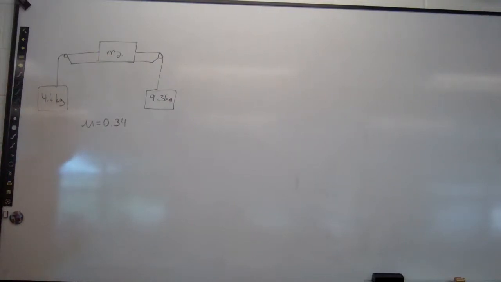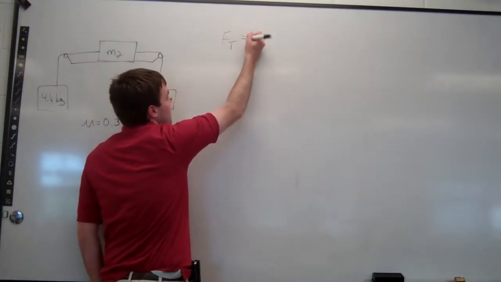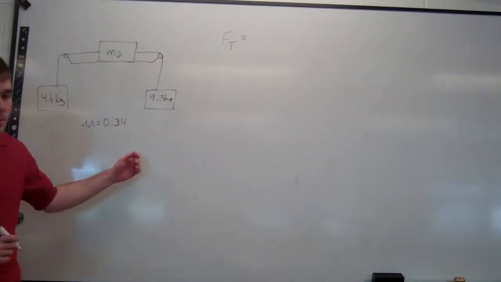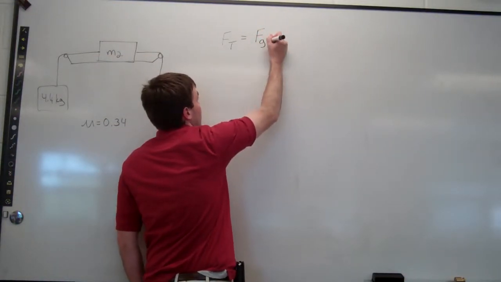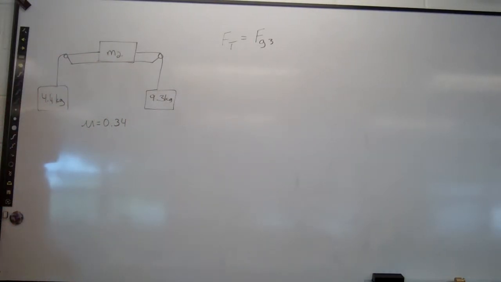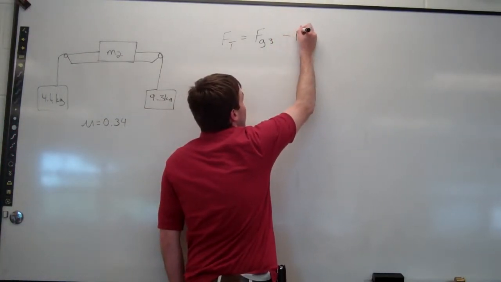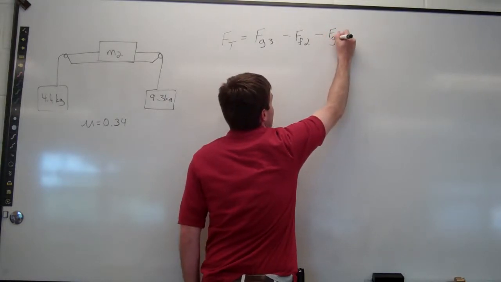If these two blocks are moving, which way are they going to be moving? To the right. So we're going to say Ft equals what force is pulling them to the right? F g on block 3, the force of gravity on block 3, a 9.3 kilogram block. What two forces are going to be holding it back? Friction and F g on 1. Yep. So we got force of friction on 2 minus F g on 1.